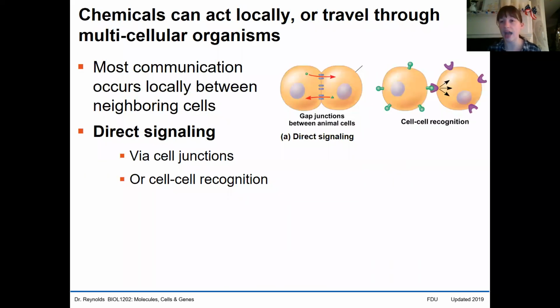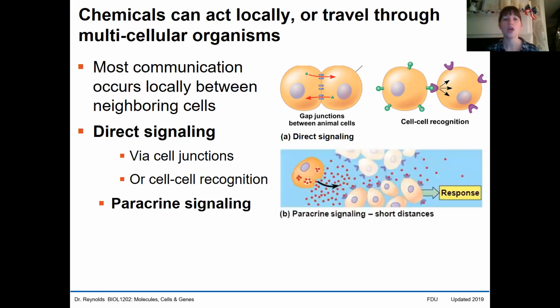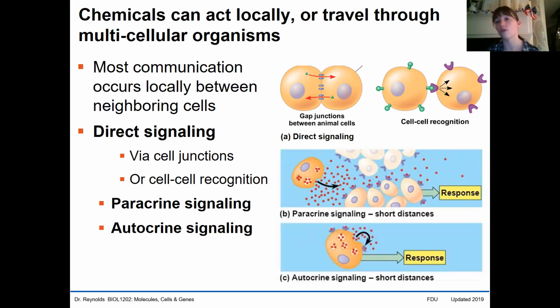Now, cells can actually receive signals that are going to be directly communicated by their neighbors. And so this is known as direct signaling. When the neighbor is secreting the signal into the local environment, this is known as paracrine signaling. When the cell signals to itself, this is known as autocrine signaling, where auto means self.